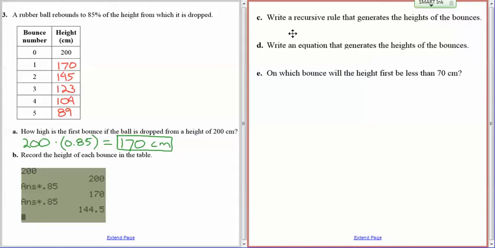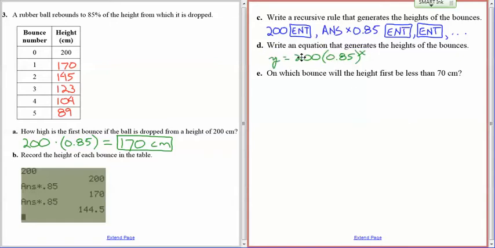Write a recursive rule that generates the heights of the bounces. Well, there's my starting amount, 200, enter, and here's my rule. Multiply that number times 0.85, enter, enter, enter. Kind of used that rule already. Write an equation that generates the height of the bounces. Okay, here's my starting height, 200, and times 0.85 to the power of x, where x is the number of bounces and y is the height at bounce x.